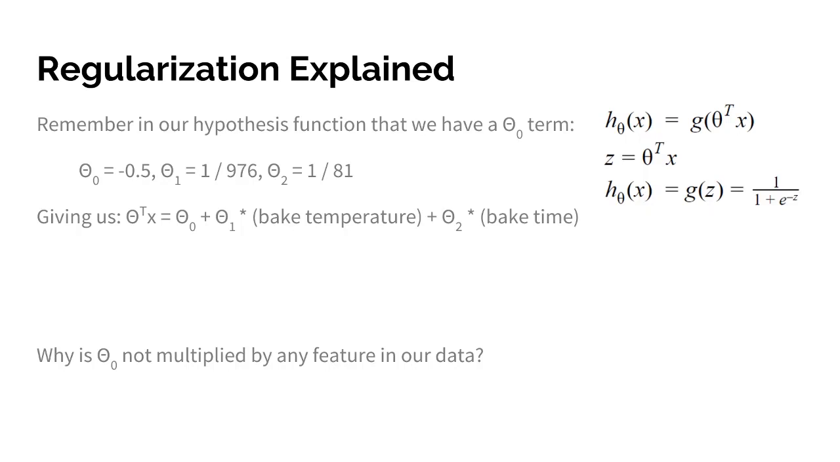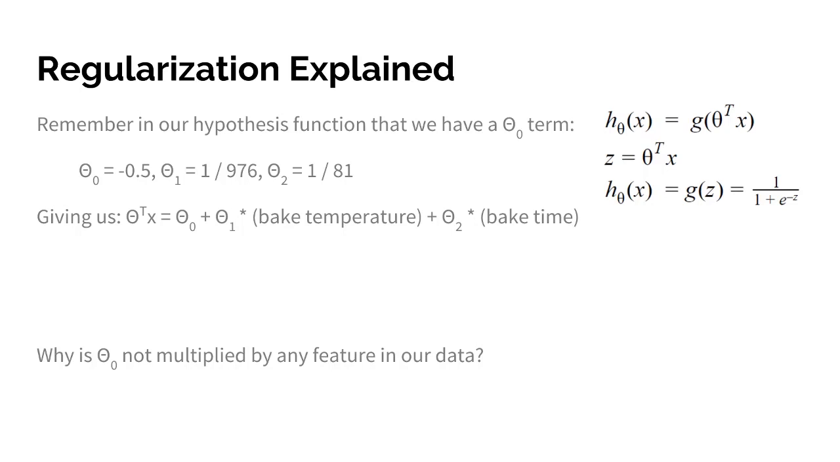And so if you notice in our hypothesis function, theta transpose of x, in this case, is equal to theta 0 plus theta 1 times bake temperature plus theta 2 times bake time. And so there's actually, for x, an x0, x1, and x2 that I haven't told you about, just because I was keeping the explanation simple. But in this case, our x0 would always be 1, because we always want to multiply x0 with theta 0 to give theta 0. And so our x1 is the bake temperature, and our x2 is the bake time.